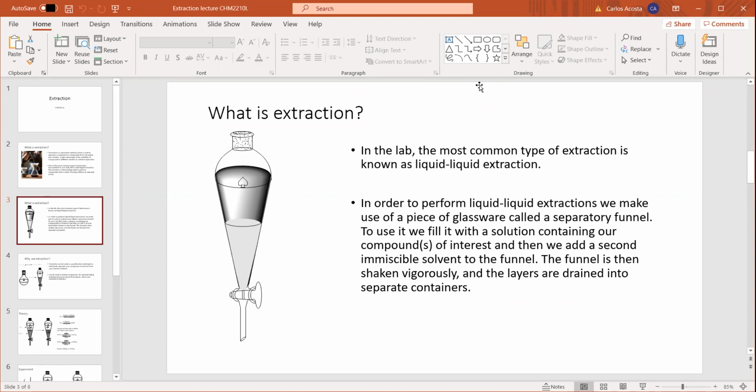And it's very important that these two solvents are immiscible with each other, so they don't mix. So think about water and oil, how you could put them together, but they won't mix at all. And once you add them, you shake the separatory funnel vigorously, and this causes the liquids to mix, not dissolve into each other, but just to mix, increasing the surface area between them. And this allows for your compound to pass from one liquid phase into the other.